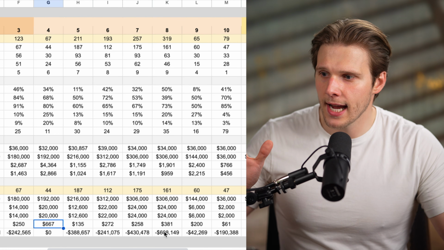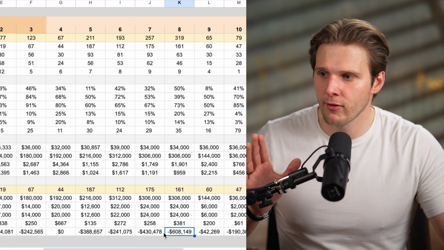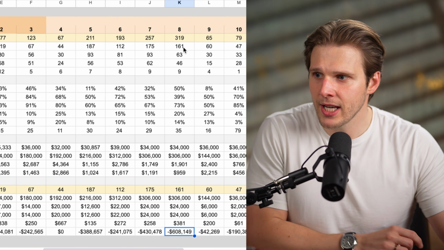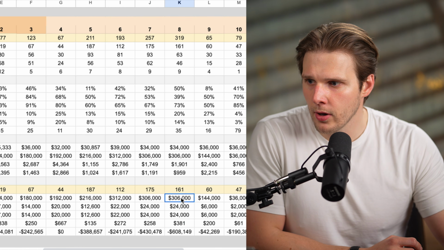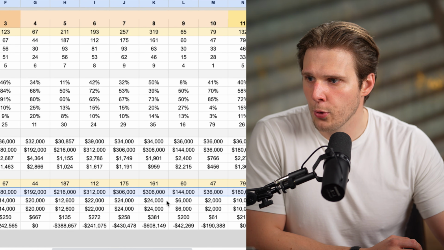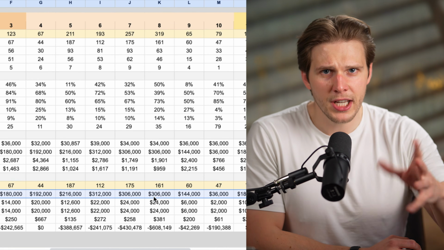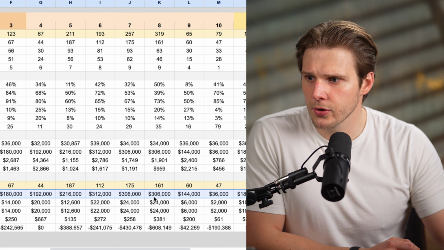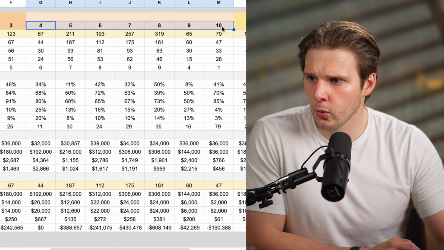So with the tier 2 leads, I have a couple of people here that have an operational drag of about $600,000. And what that means is that despite this rep earning me, because we have the estimated monthly revenue here of $306,000, which seems comparable, he was actually one of the highest earners in this entire group of people 4 through 10.